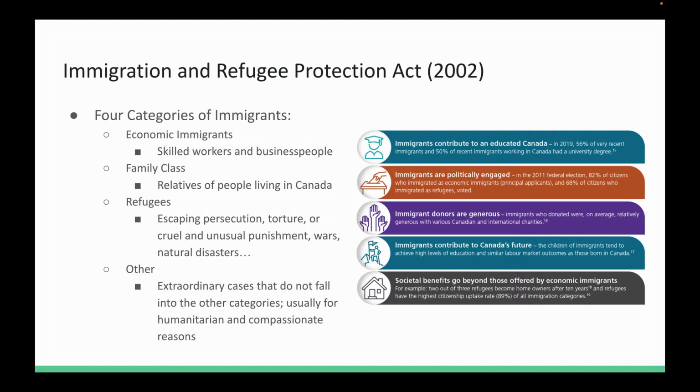And you can see right here on the right-hand side, our immigrants contribute to a very well-educated Canada. They are politically engaged. Their donations are generous. They contribute to our future, and the social benefits far outweigh those of just the economic benefits, which is really nice to see. Now, what are some of the objectives that Canada hopes to achieve with immigration?